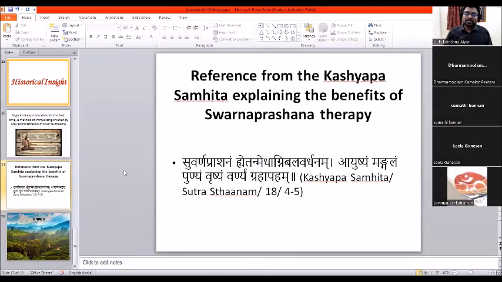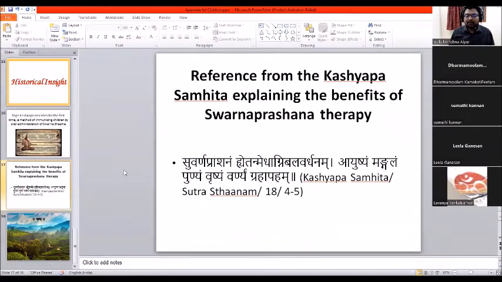So this Swarna Prashanam is generally given in Pushya Nakshatram. The Pushya Nakshatram of every month is the time Swarna Prashanam is administered. It is administered on an empty stomach early in the morning. And for healthy children, Swarna Prashanam is administered for 21 consecutive Pushya Nakshatras.